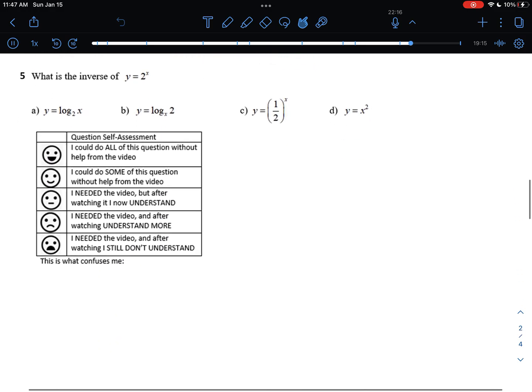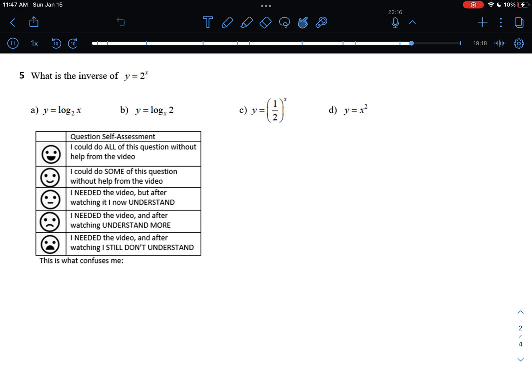We're on to number 5, which is asking, what is the inverse of y equals 2 to the x? And when we do inverse functions, the first thing we normally do is switch the x and the y. So we end up with x equals 2 to the y. The problem is, we need to have our inverse function say y equals, and we don't have this in a y equals, which is why we use logarithms, to get that exponent down. It's the only way we can undo this.